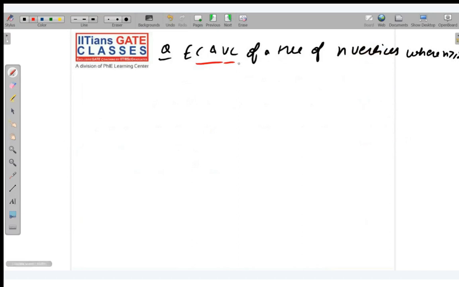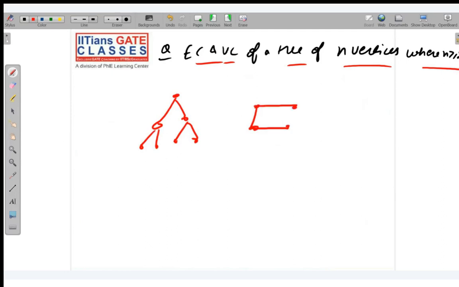Okay. Next, edge connectivity and vertex connectivity of a tree of n vertices where n is greater than or equal to 2. So if we have a tree of n vertices, what is the edge connectivity and vertex connectivity? You should know a very basic theorem: you can make any tree, whether it is rooted or non-rooted. This is a non-rooted tree and this is a rooted tree.